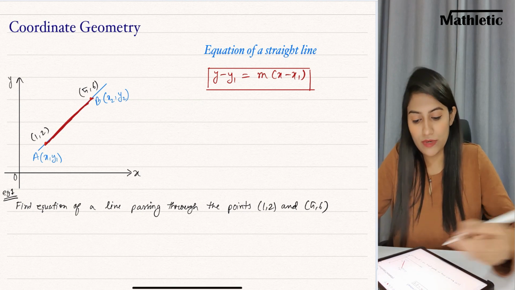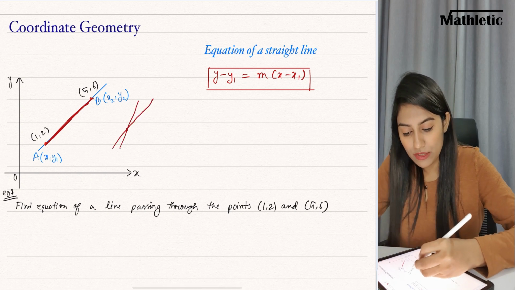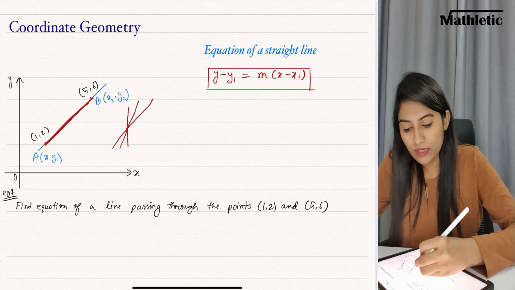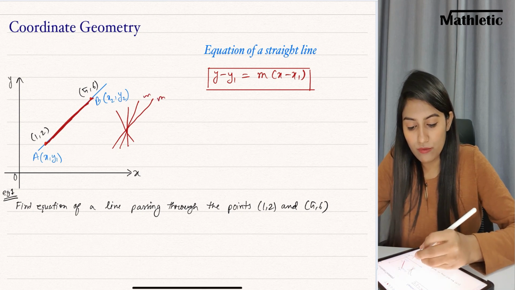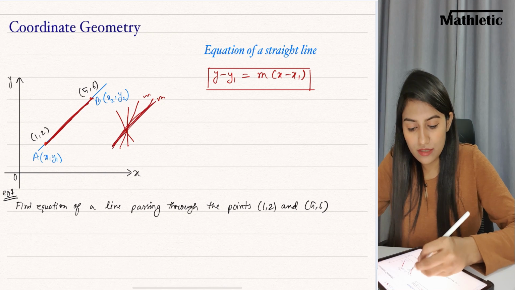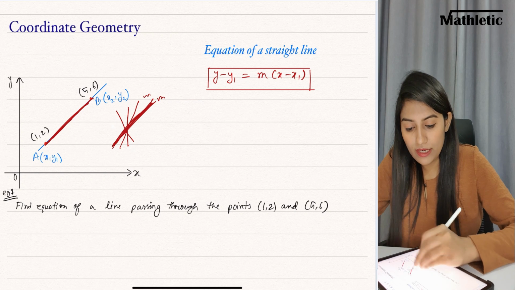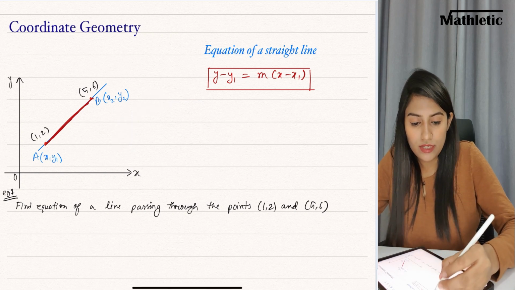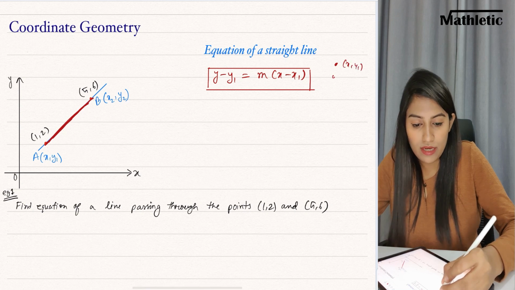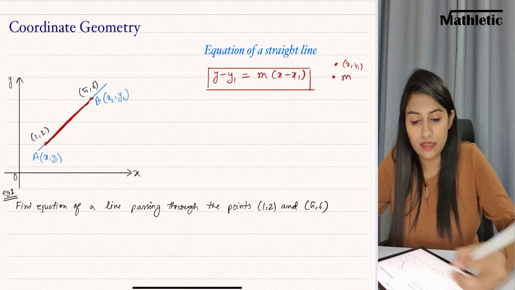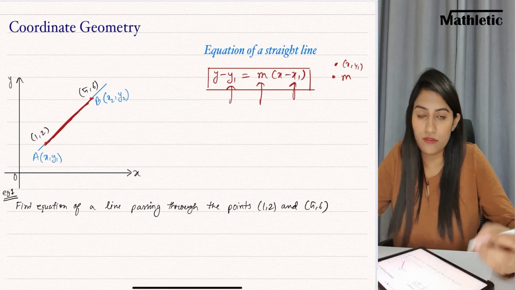So for any straight line, you need to know one single point, as in the line will pass through that point, right? You can draw multiple lines depending on the gradient, right? So for each line, there is a fixed gradient. You need a fixed direction. So for any straight line, you need one point, as in one coordinate, suppose x1, y1, and you need the value for the gradient. We will substitute the gradient and the coordinate, and eventually we will get the line.